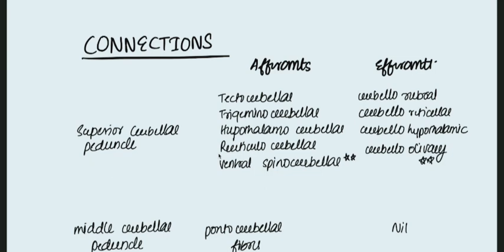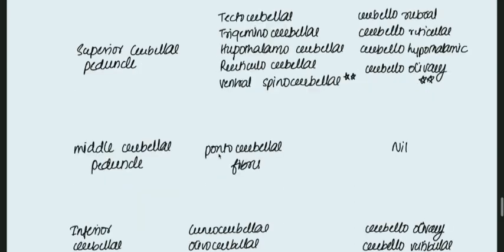Connections of cerebellum. The connections of cerebellum deal with the afferent and efferent fibers that are passing through the 3 cerebellar peduncles. The cerebellar peduncles are structures that connect the cerebellum to the brainstem. So, there are 3 cerebellar peduncles: the superior, middle, and the inferior. The superior cerebellar peduncle connects the cerebellum with the midbrain. The middle cerebellar peduncle connects the cerebellum with the pons, and the inferior cerebellar peduncle will connect the cerebellum with the medulla.